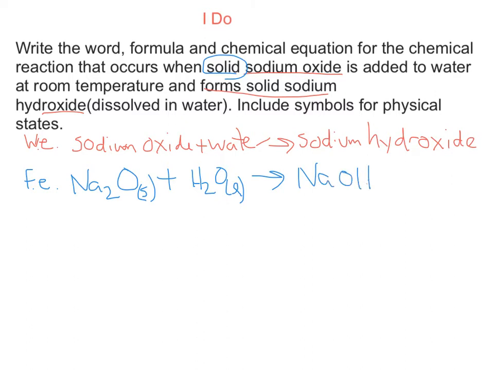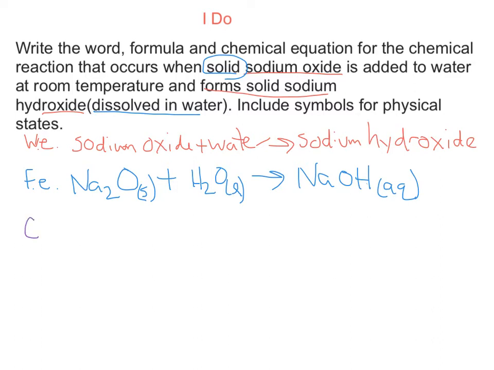NaOH. And we need the state of matter for that, and it said dissolved in water. Remember that means aqueous, AQ, aqueous. Alright, so we have the formula equation now complete. So we're ready to choose and write the chemical equation.